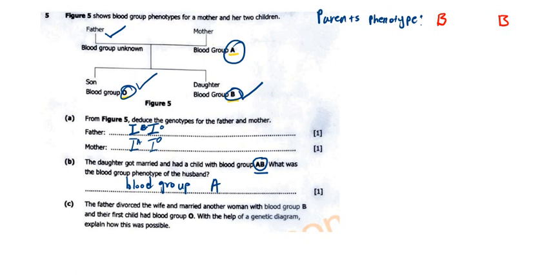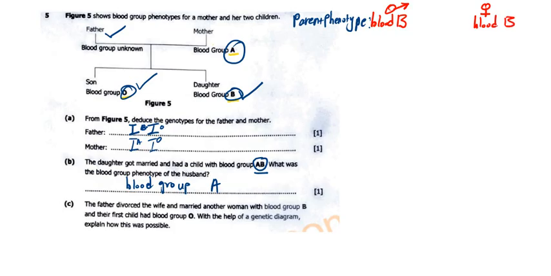So let me just write so that someone doesn't get confused. You say blood group B for the father, and then for the mother you have blood group B as well.